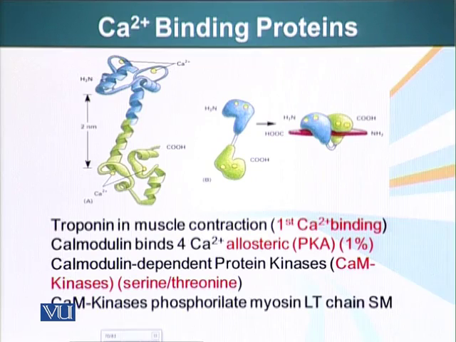One of the first calcium binding proteins that was discovered is troponin. Troponin is a protein that helps muscle contraction. There's another type of protein called calmodulin. This calmodulin protein binds 4 calcium ions, and when it binds the calcium ions, it goes through a conformational change. In this new conformation, it can activate or inactivate other proteins. So this is a very important protein.